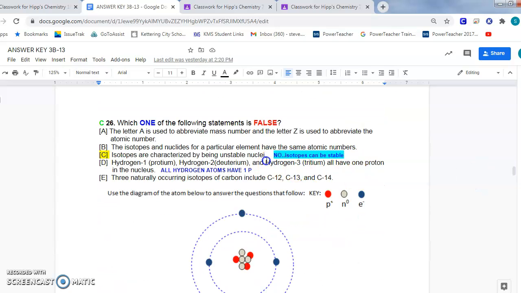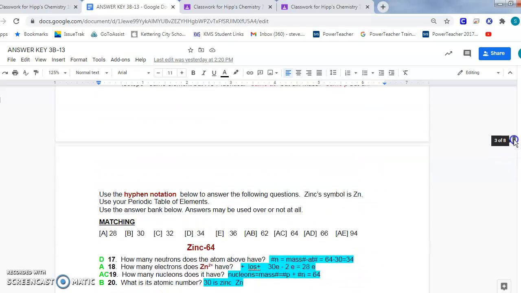Page number 4 begins with question number 26. Which of the following statements is false? Letter A here is just kind of trivia in a way. Answer A says that the letter A is used to abbreviate mass number, and letter Z is used to abbreviate atomic number. That is a true statement, although it's really not all that significant.